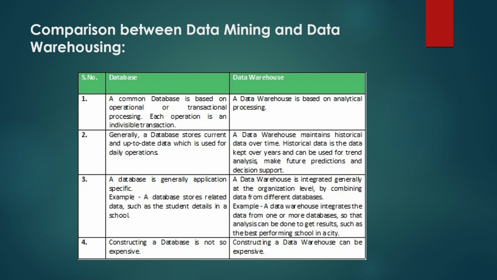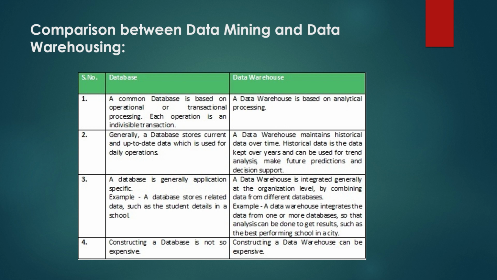Comparison between database and data warehousing. A common database is based on operational transactional processing. Each operation is an indivisible transaction. A data warehouse is based on analytical processing. Generally, a database stores current and up-to-date data which is used for daily operations. A data warehouse maintains historical data over time.